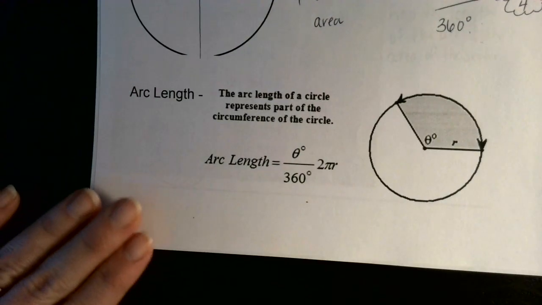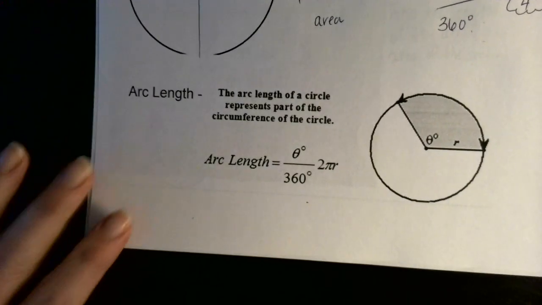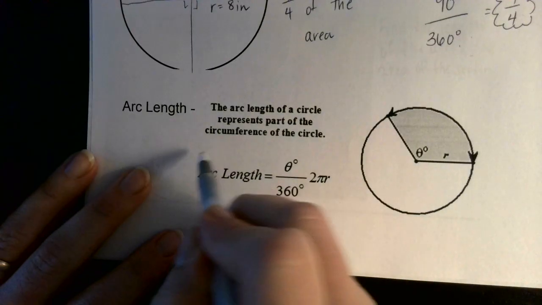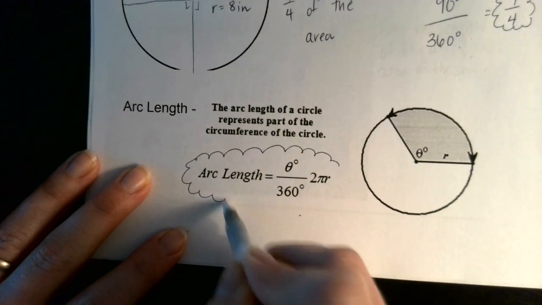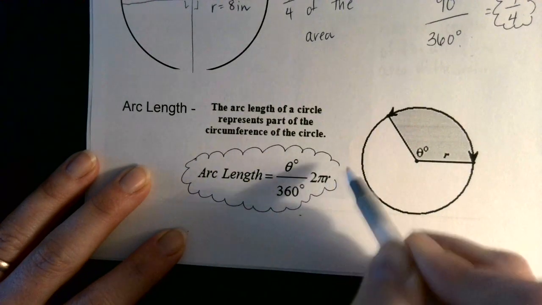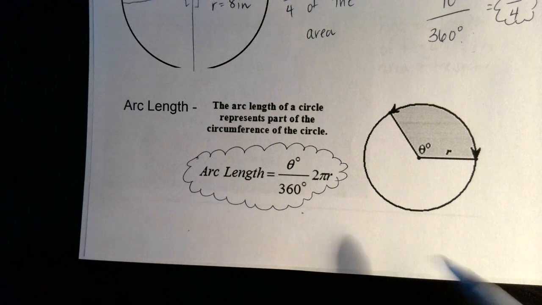So I've got 2 formulas for you today. One is for an arc length. So here's something to write down. This, if we had a milestone, it would be given to you on the milestone. So it's not something that you need to necessarily memorize, but we're going to use it a lot.